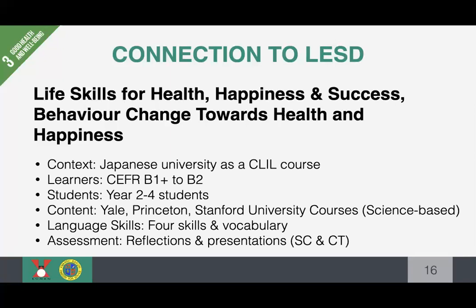And the context was several Japanese universities. It was a CLIL course. It was elective, CEFR B1 plus to B2 level, year 2 and year 4 students. And the content was completely science-based from different top universities, such as Yale, Princeton, Stanford University courses. And it was based on modern psychology, neuroscience, behavior change, and, yeah, basically cognitive science also. Of course, this is a language course, so there were 4 skills: listening, reading, speaking, and vocabulary support.